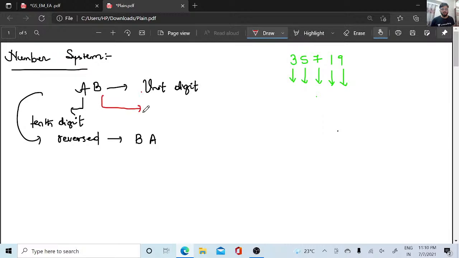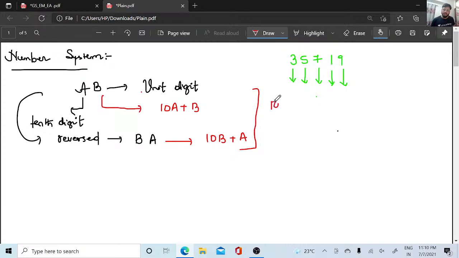When the number is not reversed, you can signify the number as 10A plus B. When the number is reversed, you can signify the number as 10B plus A. So whenever they give you something, what is the difference between both these numbers? They will give you this question.